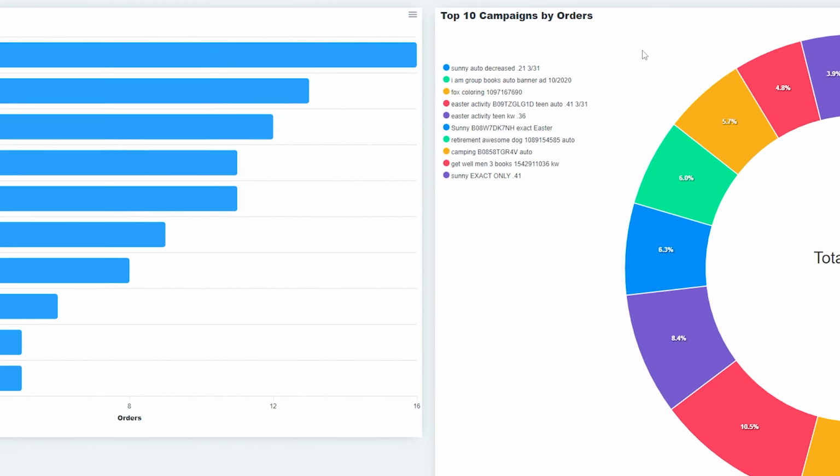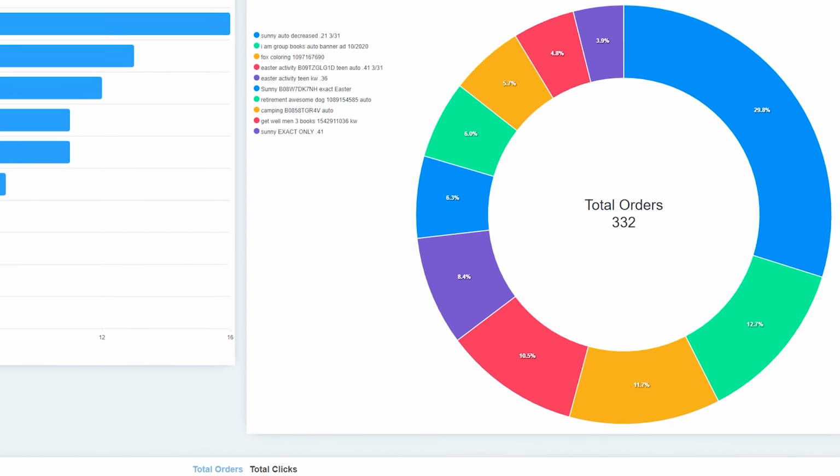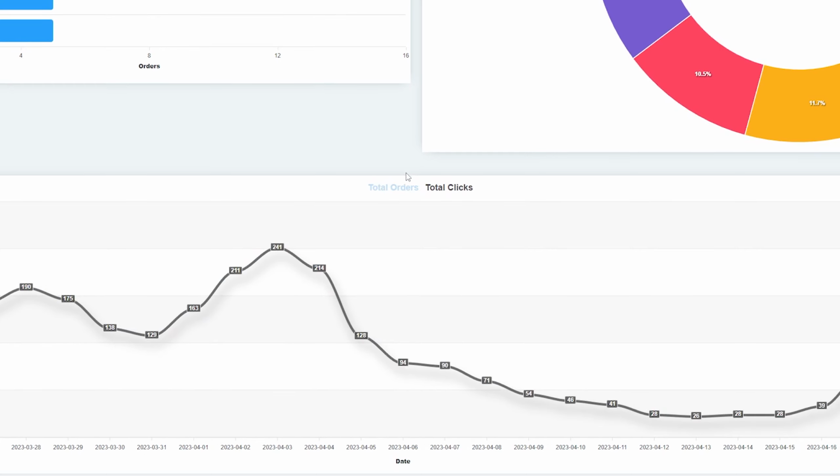To the left, we have this donut, which shows us which campaigns are doing very well. And we can easily figure out how many orders a campaign is generating by hovering over a specific segment. Finally, we have a line graph that shows us total clicks and total orders by date. We can toggle this to only show us total clicks or only show us total orders.